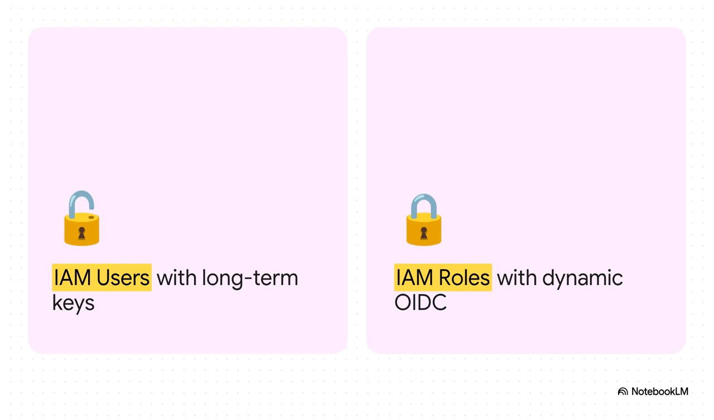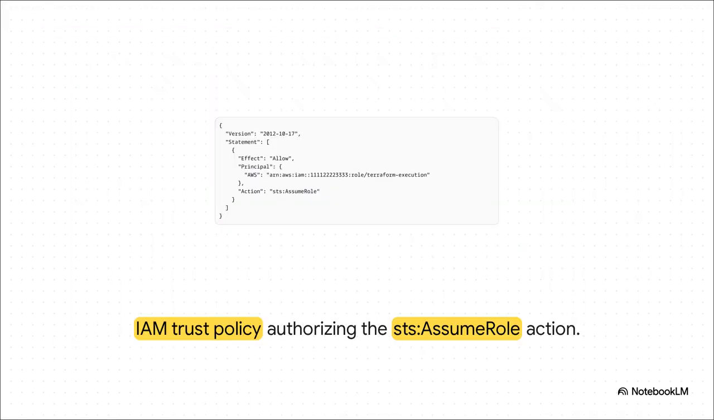If one of those keys gets leaked, an attacker has permanent access to your environment until you realize it and manually shut it down. Over on the right, we have the modern standard, IAM roles using dynamic credentials. These are super secure precisely because they're temporary. They just automatically expire after a short session. And here's a peek at how that actually works under the hood. What you're seeing is an IAM trust policy that authorizes something called the assume role action.